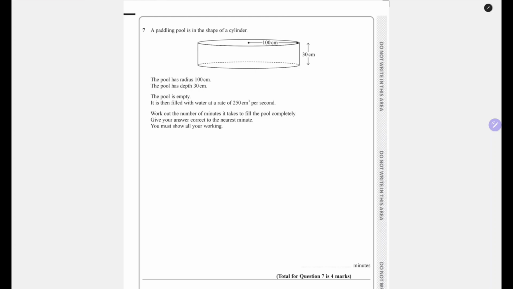Well, the first thing that we need to do is work out the volume of the pool. The shape of the pool is a cylinder, so the volume of the pool is just pi r squared multiplied by h. That is pi times 100 squared multiplied by 30. And that, if you put it into our calculator, is equal to 942,477.796, etc.